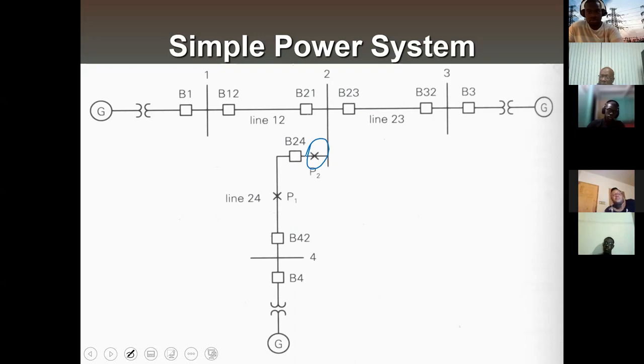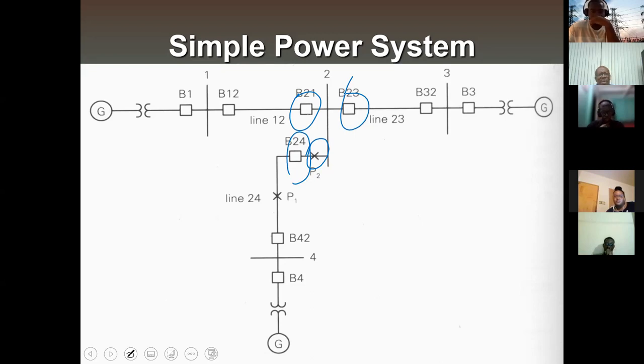So ideally, this is really a bus fault. Even though I am showing it as if it's on the line, it's actually behind the breaker. So it's really a bus fault. So these breakers should operate. What about 2-4?